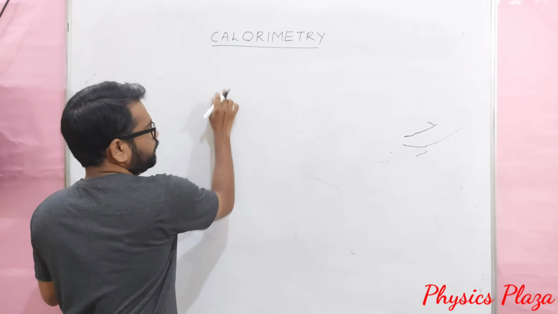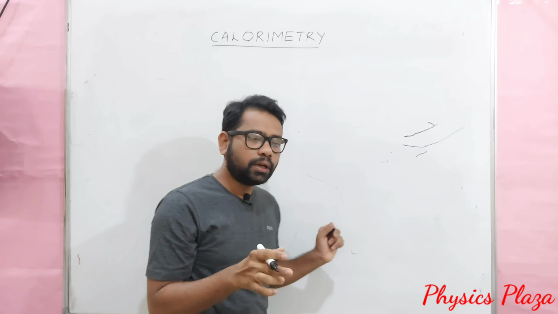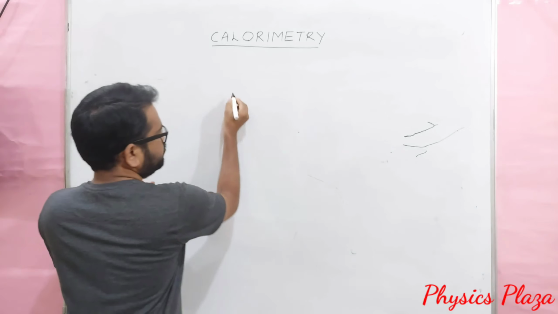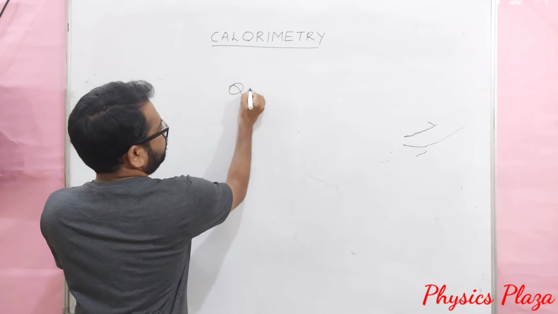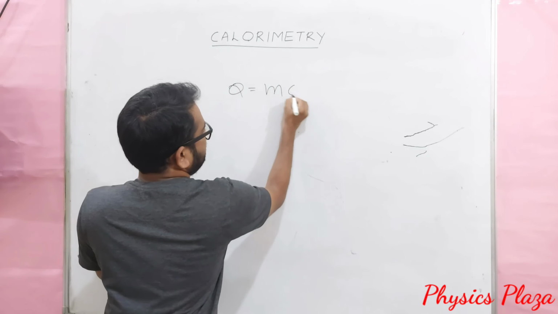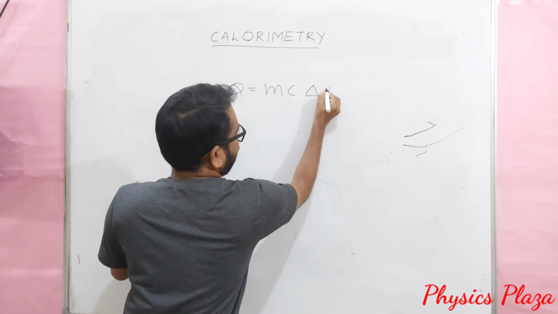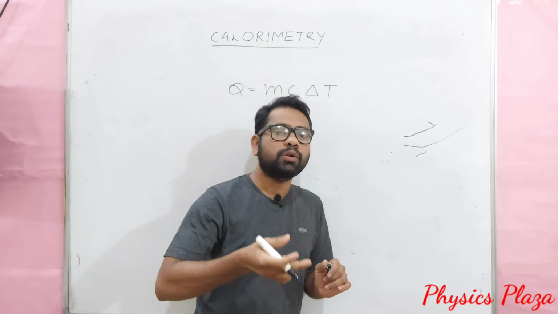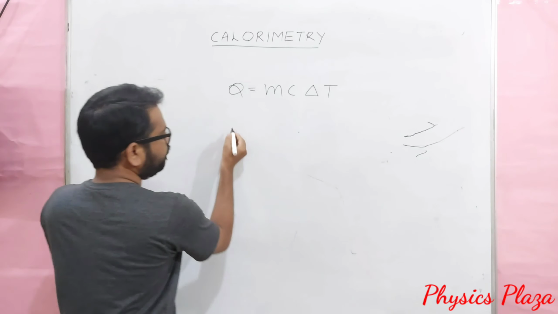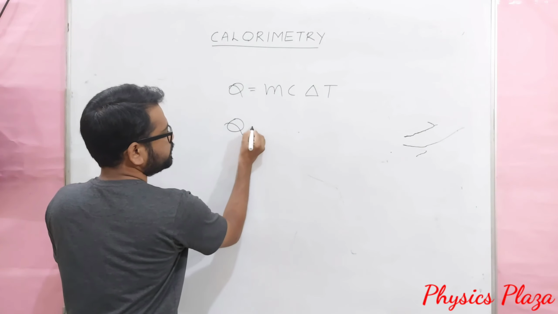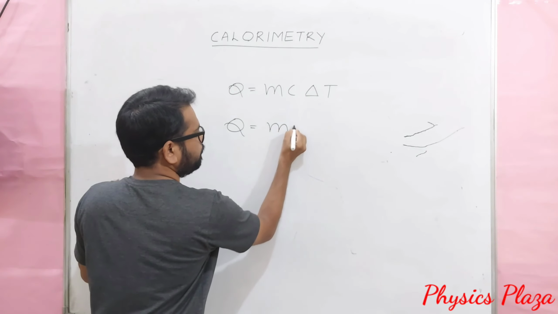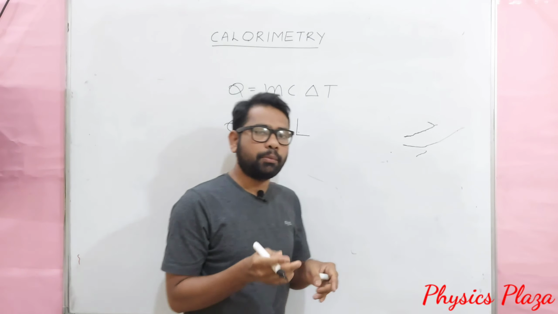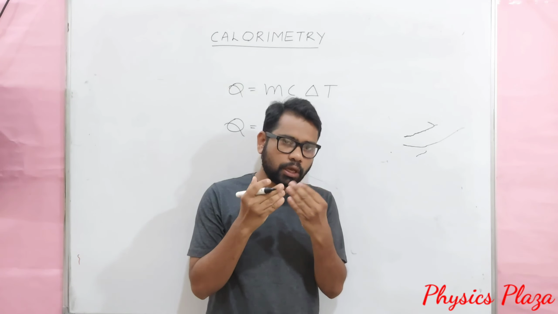Children, here we have two expressions to calculate the amount of heat absorbed or the amount of heat rejected. One is Q is equal to mc delta T. This is the expression which we use to calculate the amount of heat absorbed or heat rejected. And we have one more expression for Q only: Q is equal to ml. This is also an expression which we use to calculate the amount of heat rejected or heat absorbed.